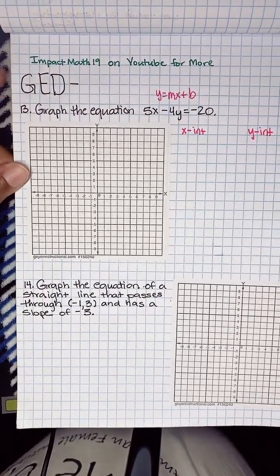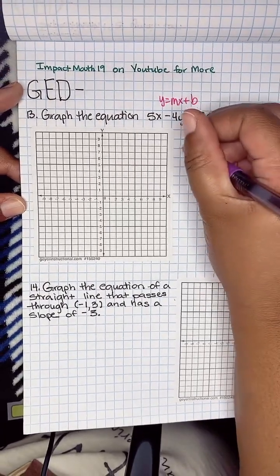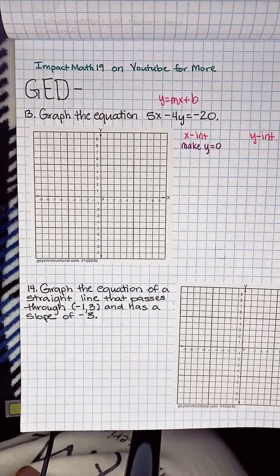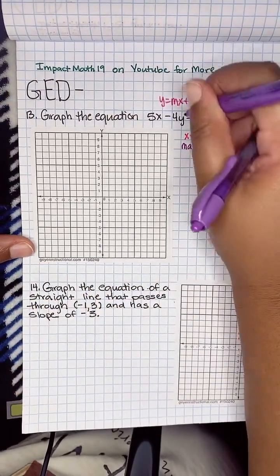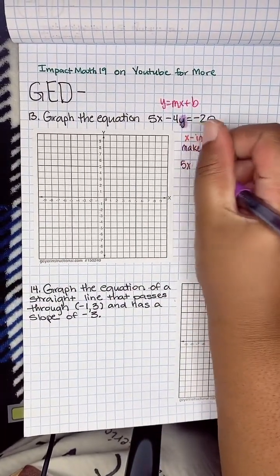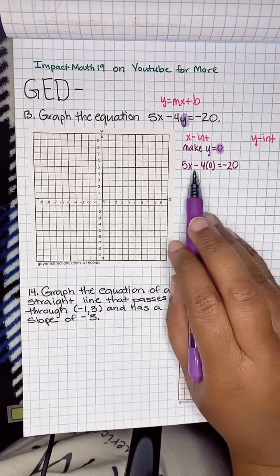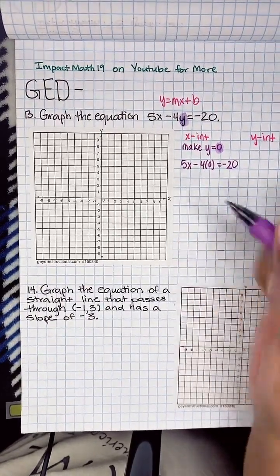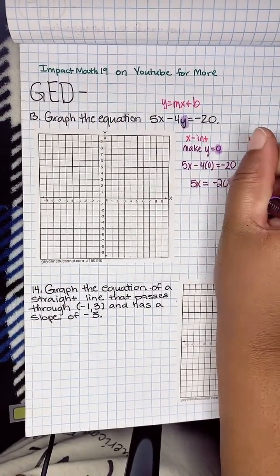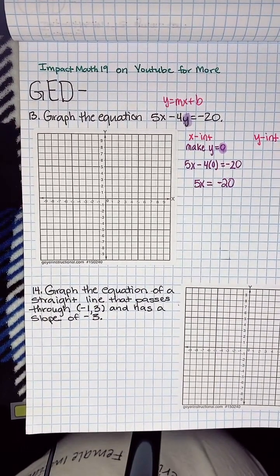Whenever you're trying to find the x-intercept, you make the y equal to 0. So we're going to plug in 0 for y. We're going to do 5x minus 4 times 0 equals negative 20. Well, negative 4 times 0 just goes to 0. So we have 5x equals negative 20. How do we get x by itself?